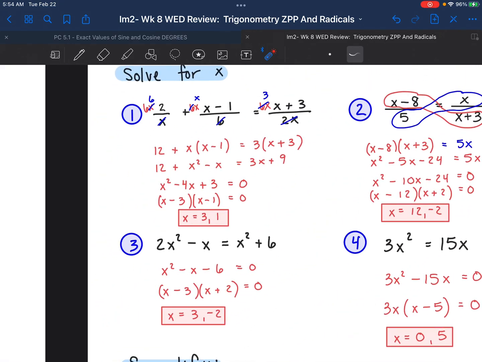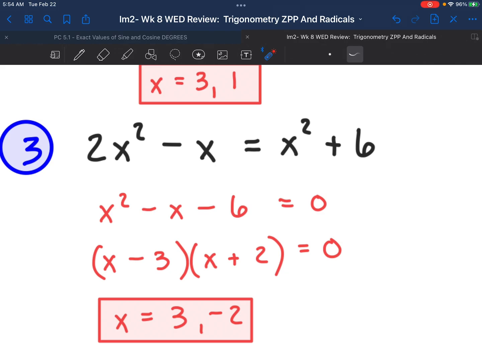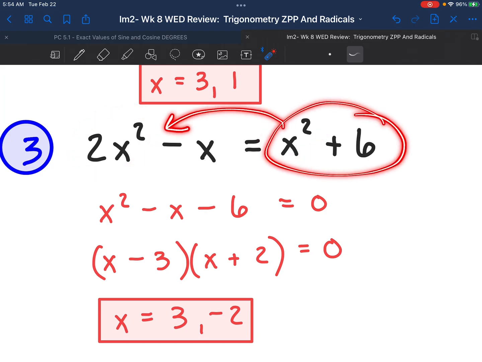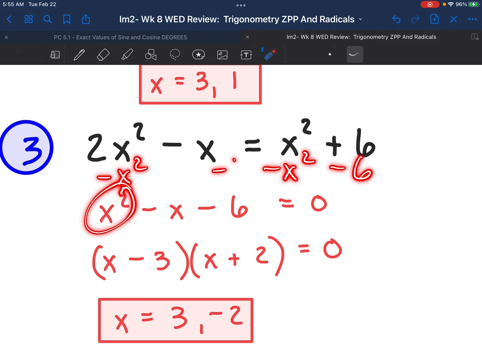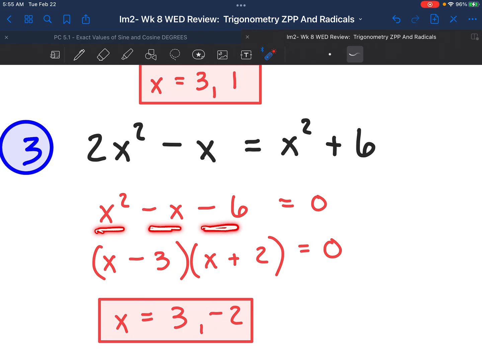All right. The other ones, the zero product property, again, just kind of getting 0 on one side. Notice we have a 2x squared and an x squared. So I want to move these terms to the left to make sure the x squared is positive. It's a little easier that way. So when I subtract x squared, I'm going to get 1x squared here. Minus 6 will give me all three of those terms, the x squared minus x minus 6. Go ahead and factor, and then we get x equals 3 and negative 2.